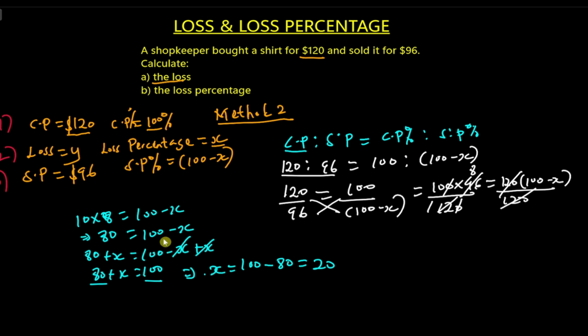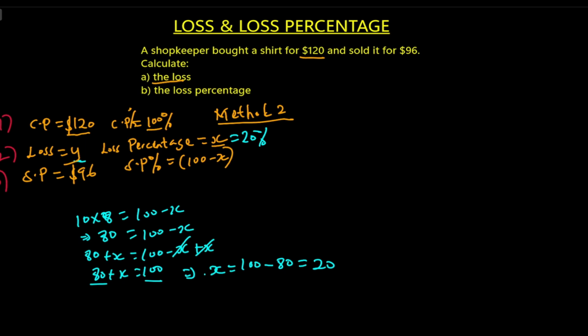So the first one is done, now you have the x. Now let's find the y. The x is 20%. Now for the y, you can also make a ratio of the cost price to the loss, equal to a ratio of the cost price percent to the loss percent.